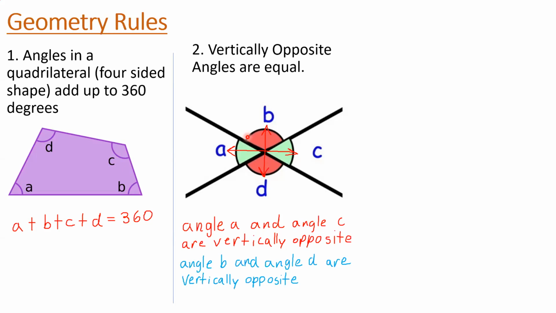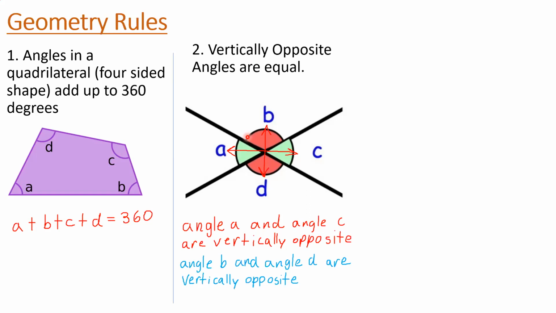Very good. And Paul, are you there? Yes, sir. What angles are vertically opposite in the shape? B and D. And what else? A and C. So what do we know about vertically opposite angles though? That they are equal. Very good. They are equal.